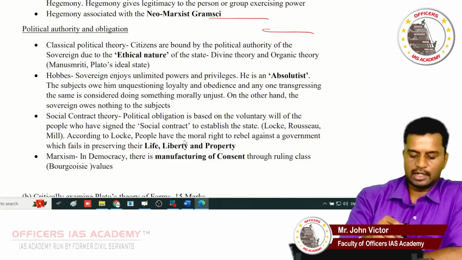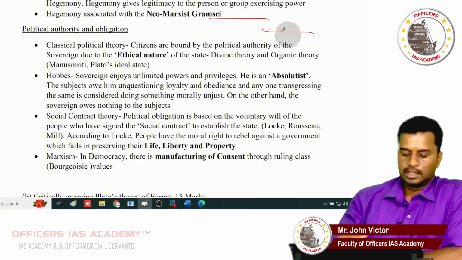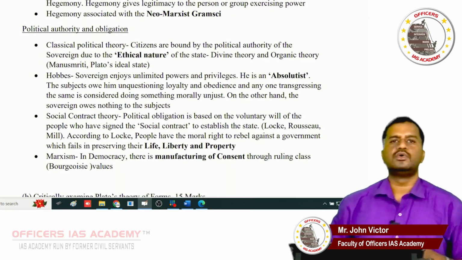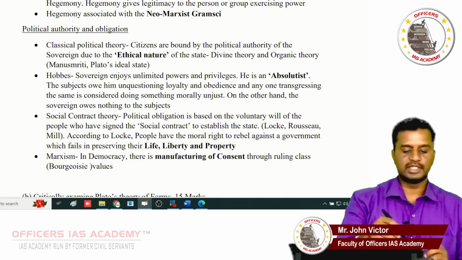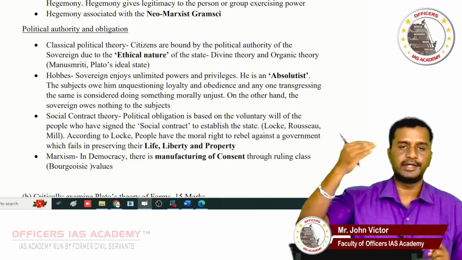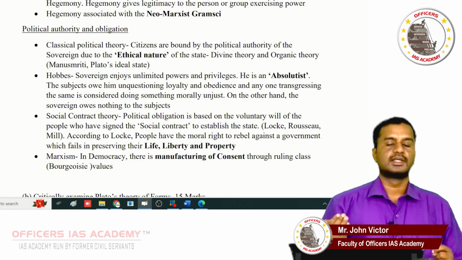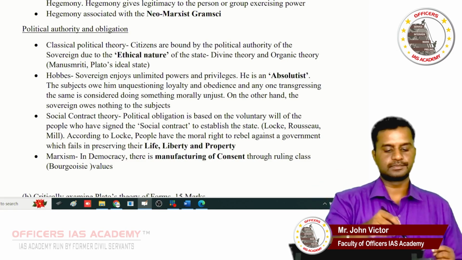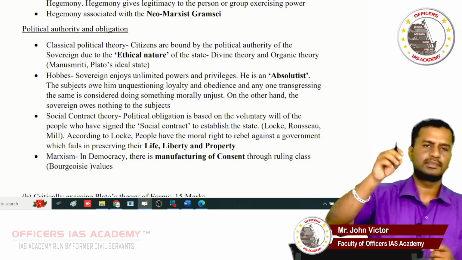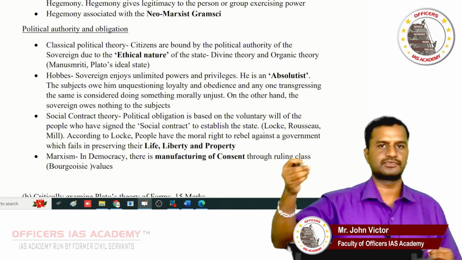Political obligation and authority. We have to substantiate how political obligation is based on legitimacy according to different ideologies: Marxism, liberalism, organic theory, and so on. Try to write from 3 to 4 perspectives. That is enough.